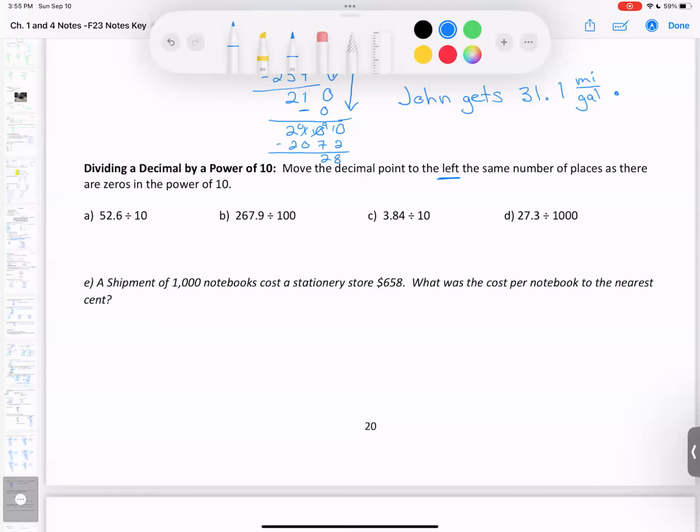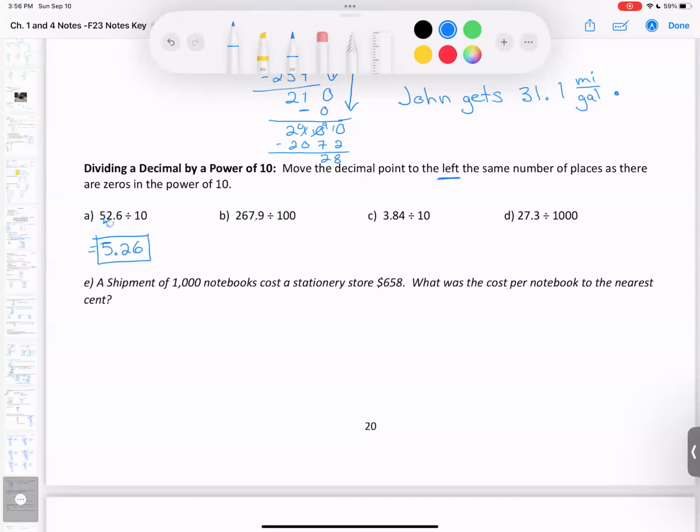we're dividing that 52.6 into 10 groups, which means each group is going to have a smaller number in it. So we're looking for a smaller answer. That's why we end up moving our decimal place to the left. There was 1 zero in 10, so we moved one decimal place over to the left to end up with 5.26, or 5 and 26 hundredths.